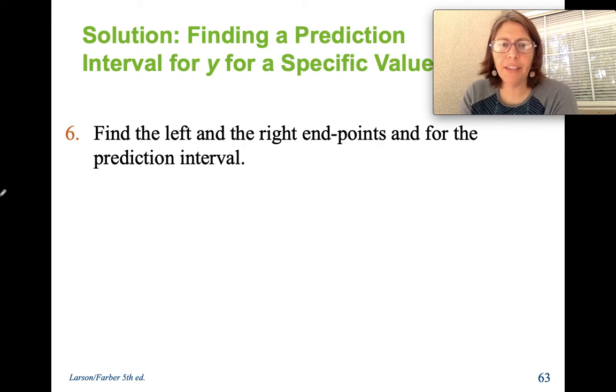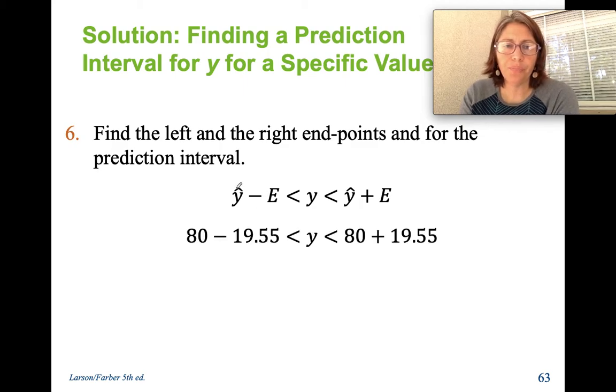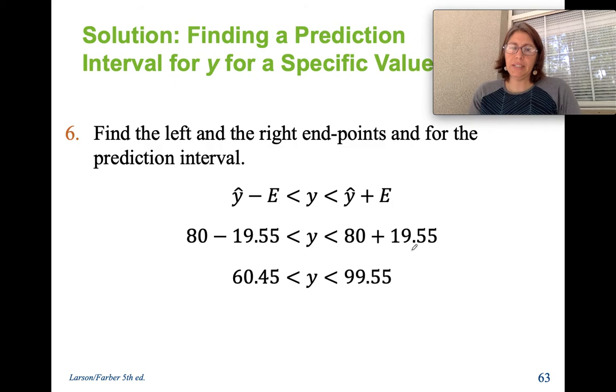Okay, now we're going to find the left and the right endpoints. We've got a predicted value. That's when we plugged x equals 3 into y1, and we just found our E on the last slide. Our predicted y value, if you'll remember, was 80. Write that down on a sheet of paper, because it's a lot easier when all that stuff is on one sheet. The E that we just found was 19.55. So we take that predicted y value, 80, and subtract the 19.55, and we take that predicted y value and add the 19.55. So we get 60.45 is less than y is less than 99.55.